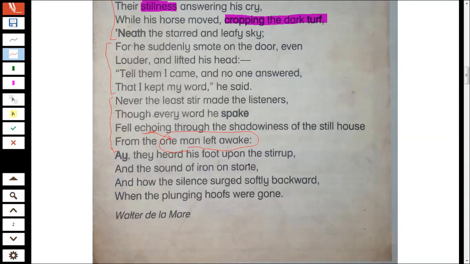They heard his foot upon the stirrup, and the sound of iron on stone, and how the silence surged softly backward when the plunging hoofs were gone. Here's the end.